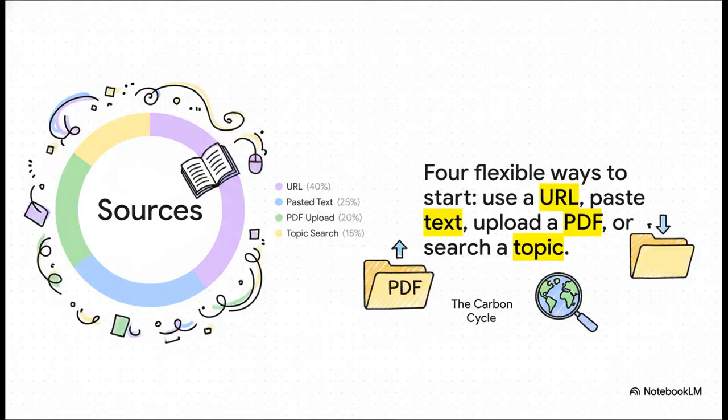And what's really cool is how flexible you can be with that first step. You can just drop in a URL from a news site or a blog, or you could copy-paste some text right out of a digital book. Got a PDF? No problem, just upload it. Heck, you can even just type in a topic, like the carbon cycle, and Diffit will go find the source material for you. So many ways to start.